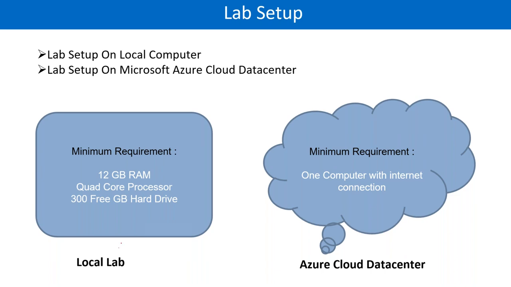Either you can create your lab locally, on your laptop or desktop. For a local lab setup, you need 12 gigabytes of RAM, a quad core processor, and 300 GB of hard disk space. That's the local lab requirement. But in case you don't have this configuration, you can go on cloud, any cloud like Azure or AWS or Google Cloud or any private cloud. But I would suggest Azure, because Azure is also moving like a monster now, and you can get Azure exposure as well in this training session.